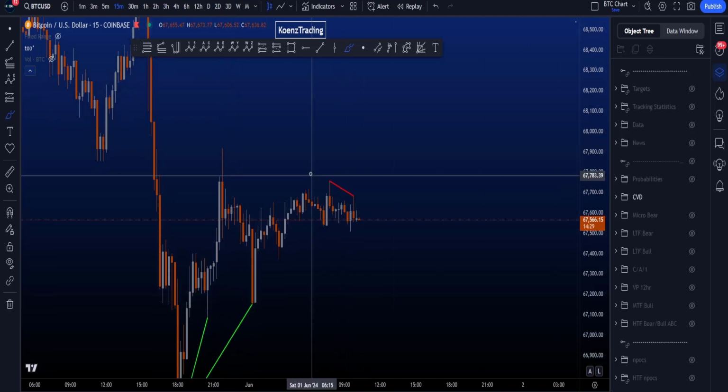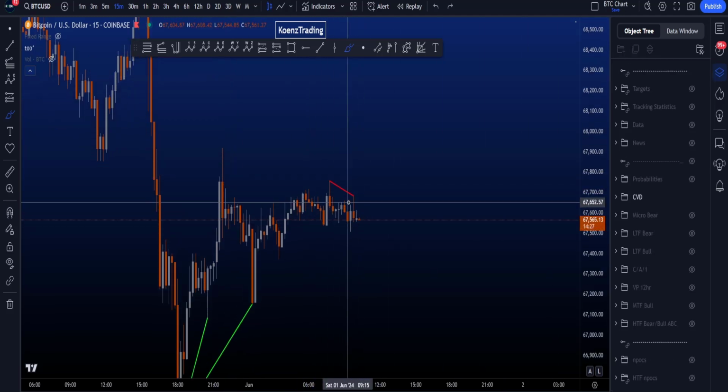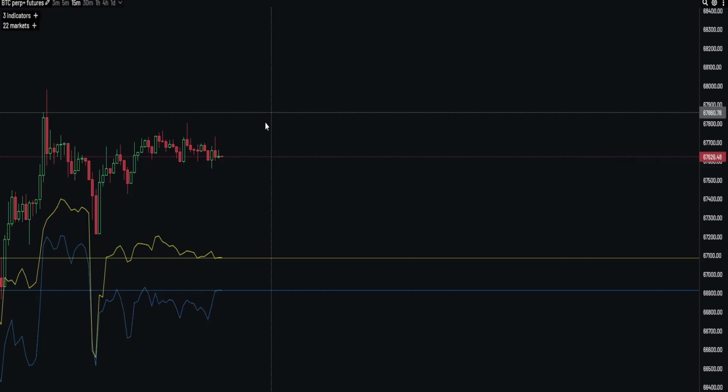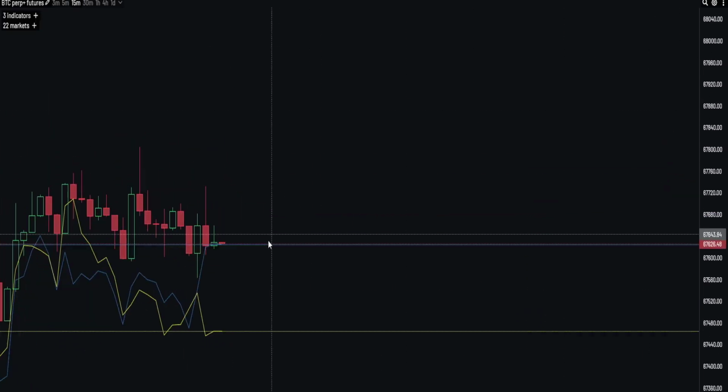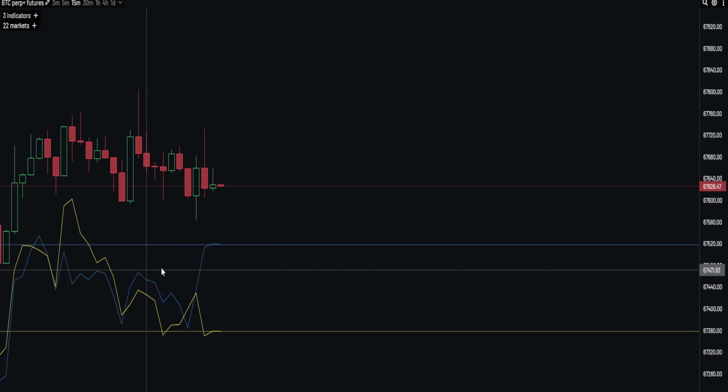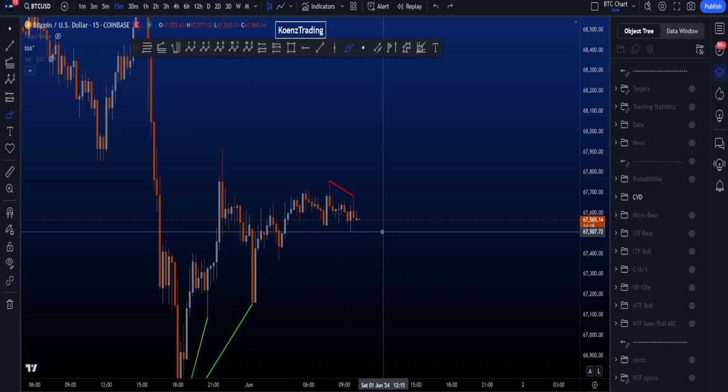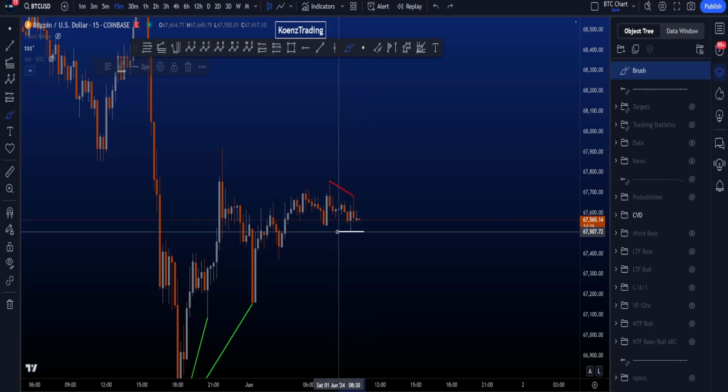The bearish CVD divergence is more local here: lower high on price, higher high on the CVD, which you can see here on blue. Lower high on price, higher high on the CVD, a bearish CVD divergence, and the target for this divergence is price taking out this low.